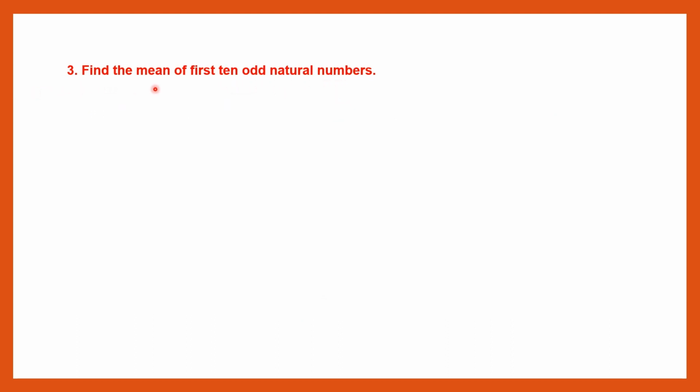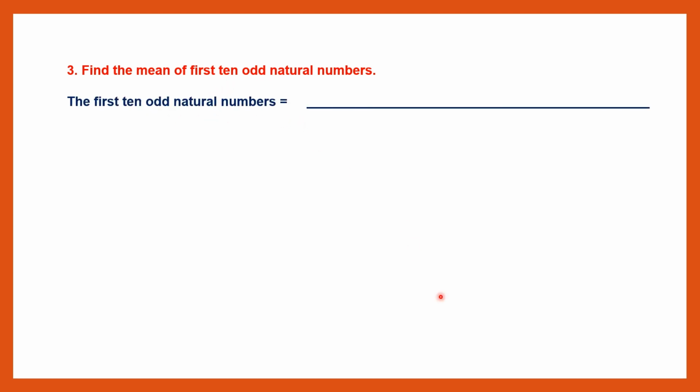Question 3. Find the mean of the first 10 odd natural numbers. So let's be careful. If we're talking about odd numbers and they're all natural numbers, and we're talking about the first 10 odd natural numbers. So first, let's write down the first 10 odd natural numbers, starting with 1. Now odd numbers, so 1, 3, 5, 7, 9, 11, 13, 15, 17, 19.